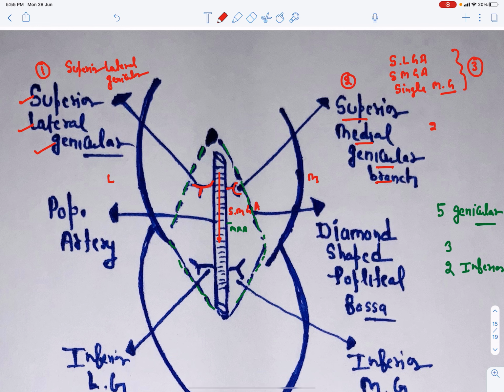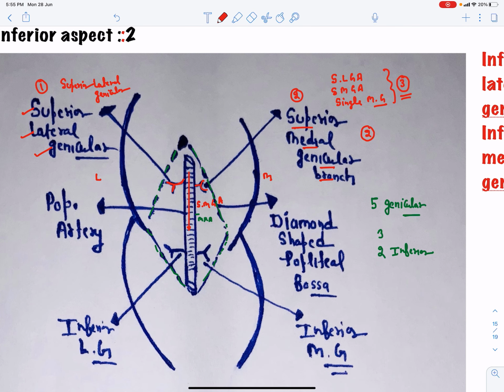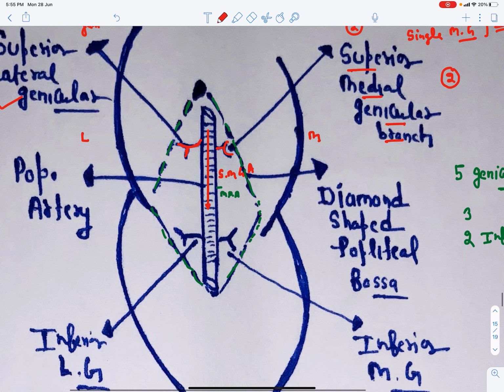Two are present in the inferior aspect, which means our popliteal artery gives off 5 genicular branches. Three I discussed, the remaining 2 are present in the inferior aspect. See the side here: this one is present on the lateral side, so the inferior lateral genicular artery. On this side we have the inferior medial genicular artery.